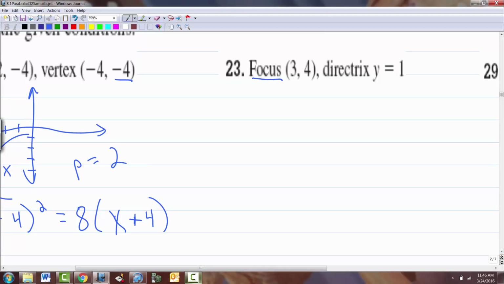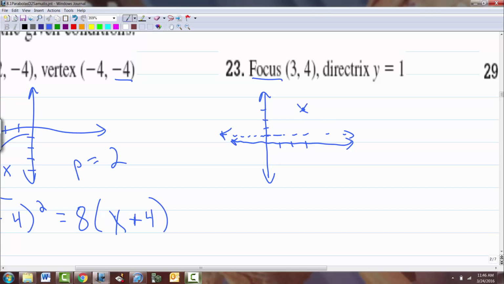Oh no! We're going to have what kind of number? Does anyone realize we are going to have a fraction? 1, 2, 3, comma 1, 2, 3, 4. That's the focus. And then the directrix is... Which way does this go? Up. What don't I have though?